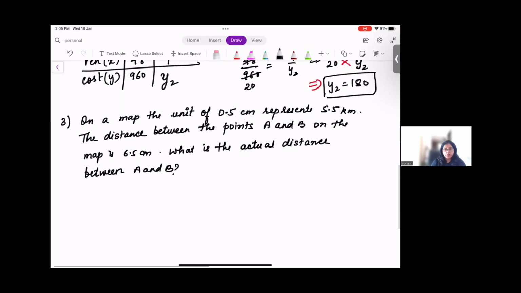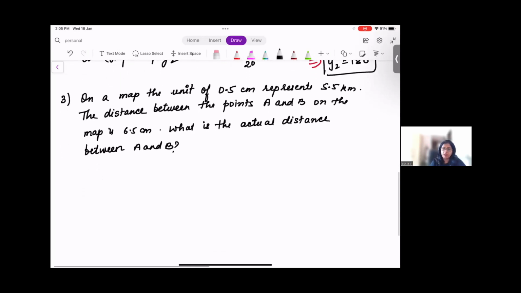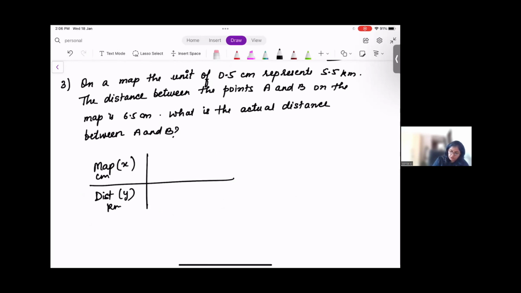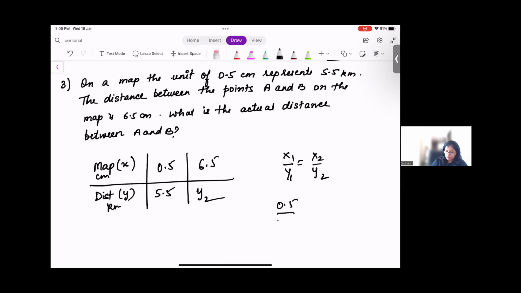Third question. Again, see, one thing is consistent in these questions. We make a chart first. Without making the chart, it will be really difficult for you to comprehend the information given in the question. So, map in centimeters, let it be x, and distance y in kilometers. So, first thing is given 0.5. This is 5.5. Then they are saying 6.5. What will be the value of y2? Again, we write x1 upon y1 is equal to x2 upon y2, which means 0.5 upon 5.5 is equal to 6.5 upon y2.